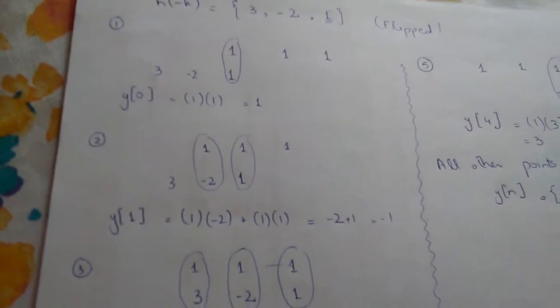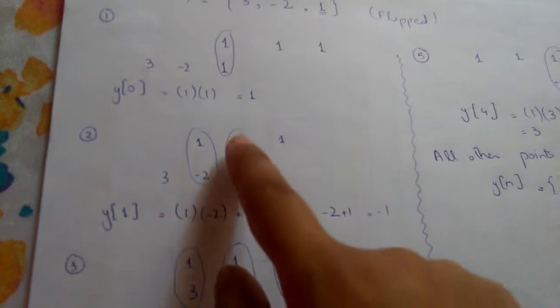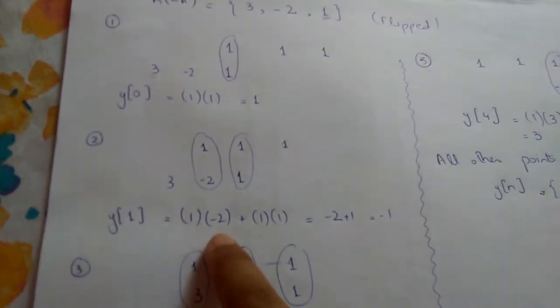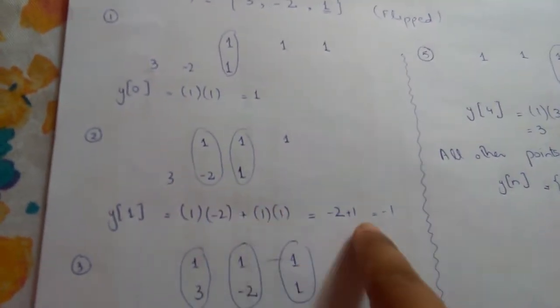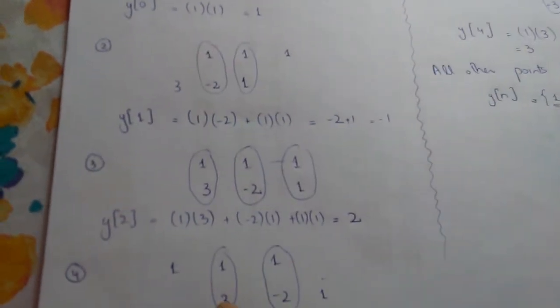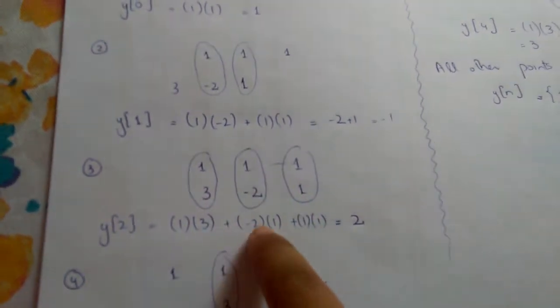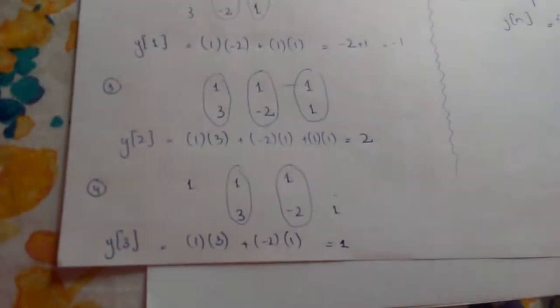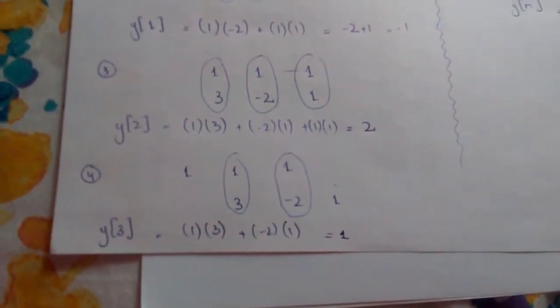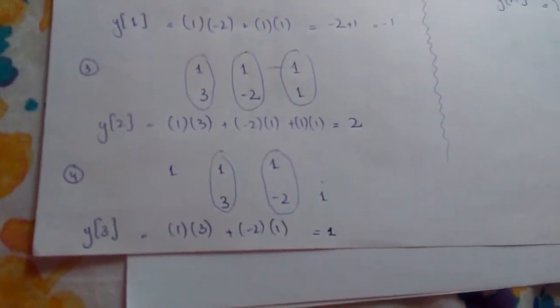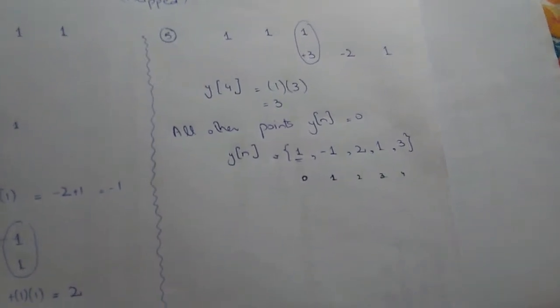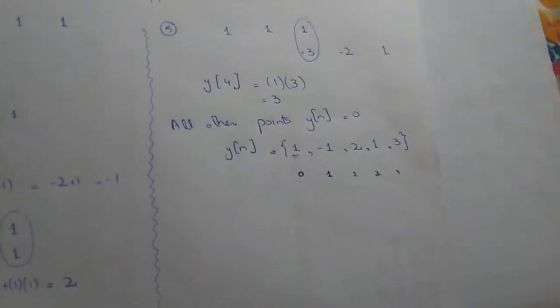For y of 1, I shifted 1 point, so there are two overlapping. 1 into minus 2 plus 1 into 1, I get the answer minus 1. For y of 2, there are 3 overlapping. 1 into 3 plus 1 into minus 2 plus 1 into 1 is equal to 2. For y of 3, there are 2 overlapping. 1 into 3 plus minus 2 into 1, that is 1. And for y of 4, there is only one overlap, 1 into 3, and I get the answer 3.